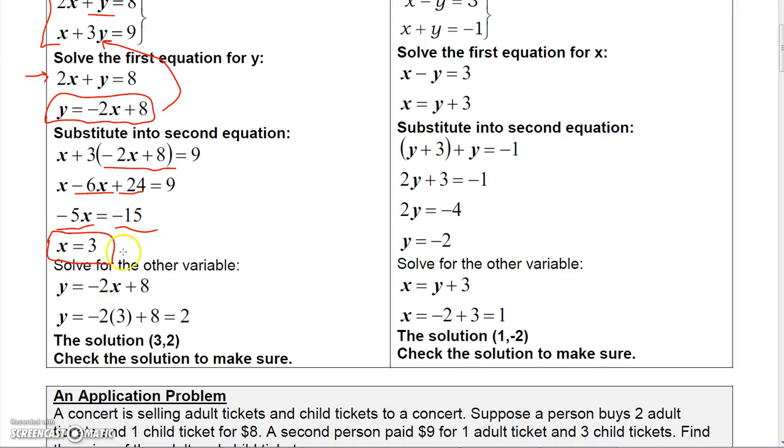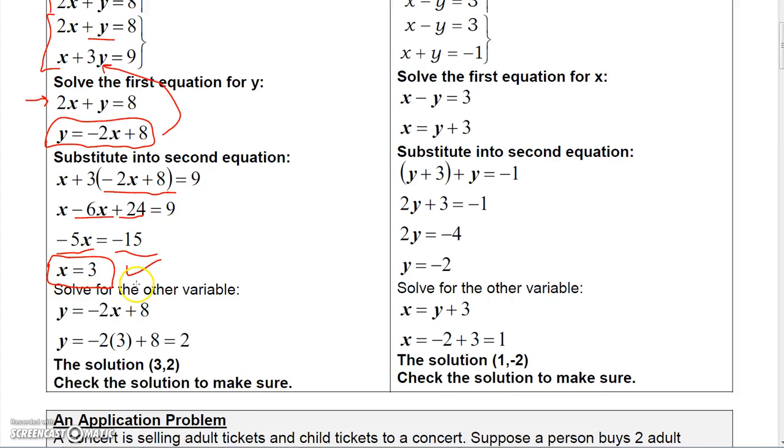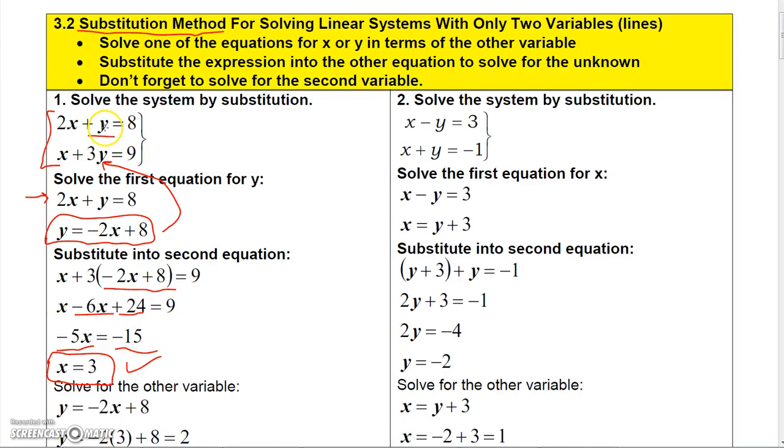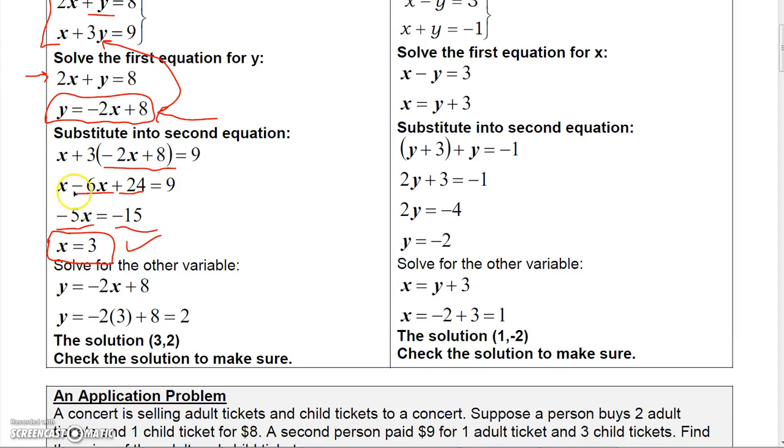Now make sure you don't stop here. That's a common error some students make. You still have to solve for the other variable. Now you can plug x into any of these two equations here and solve for y, but it's going to be easier to plug it into this equation since you've already got it written in terms of y equals. So let's plug x into here. When I plug x into this equation, I get y equals minus 2 times 3, which is minus 6, plus 8 is 2. So I know x is 3, y is 2. So that's the solution. And again, make sure you check it.